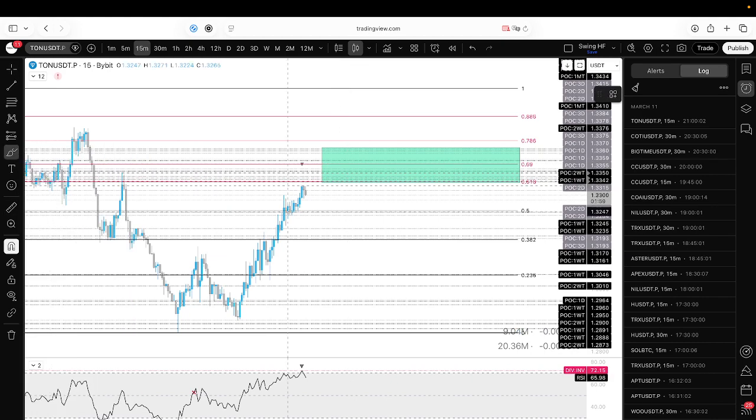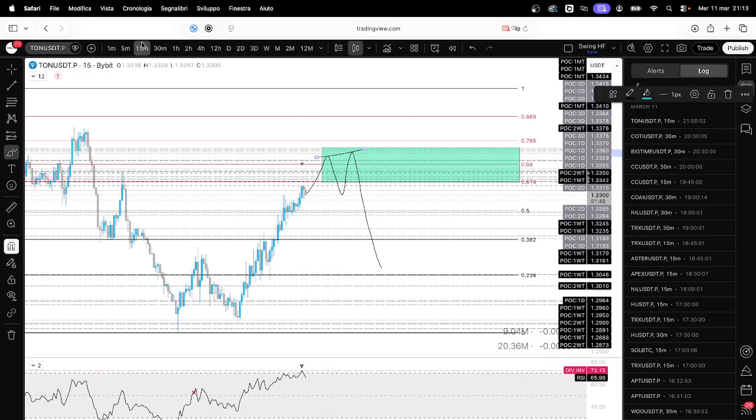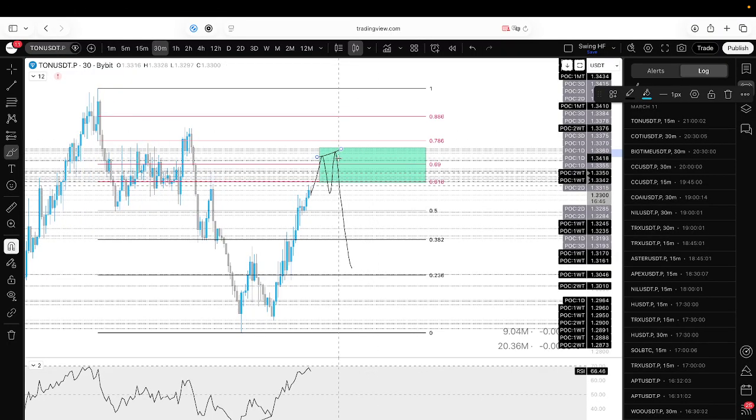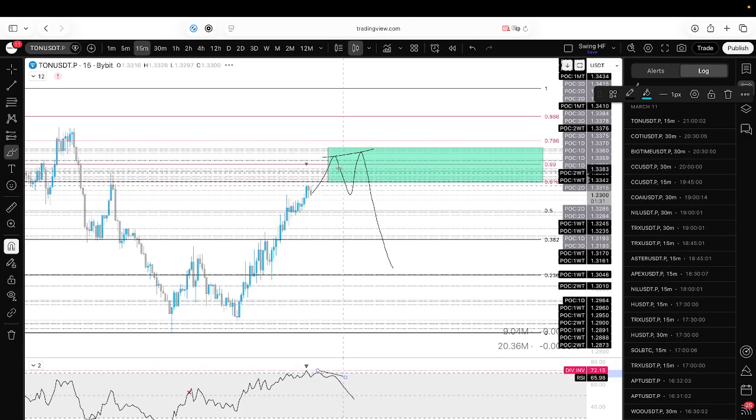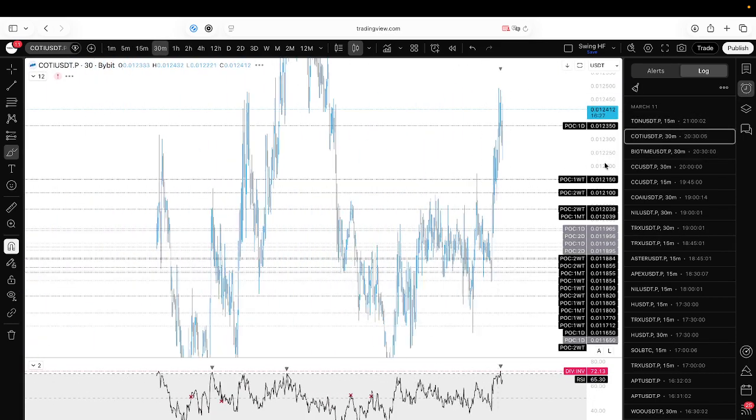Here, for example, I would play the divergence on this cluster of POCs with the 15 minutes, because as you can see, we don't have so much room to get another peak on the 30 minutes. It's pretty thick, this one here. Maybe we can have a little peak here and a little divergence, so I would play it with the 15 on TON.